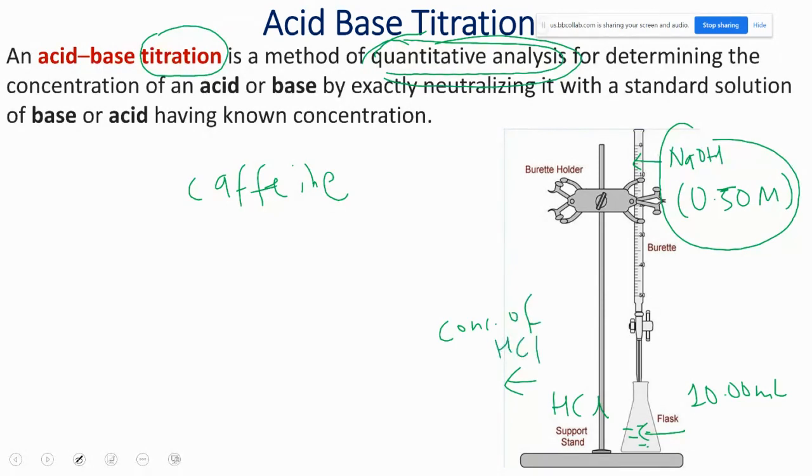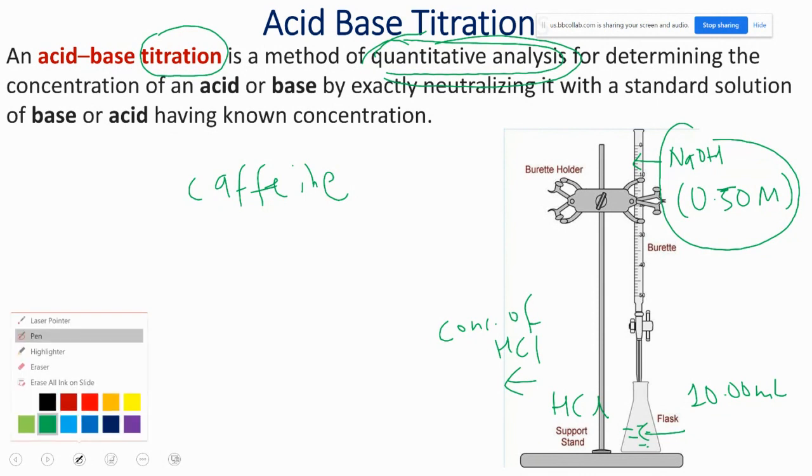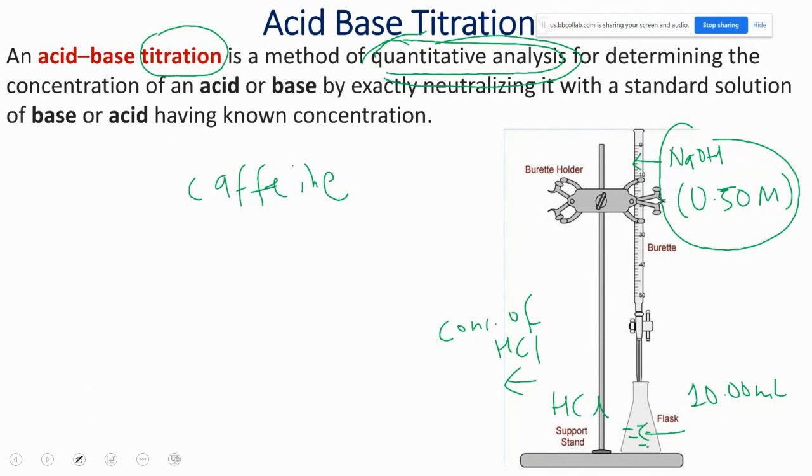And something, if you remember from KM115, that you might have done is add something called an indicator here, that monitored the change in color.